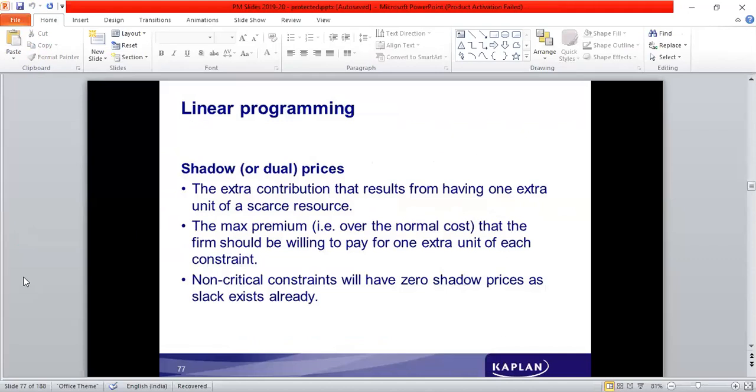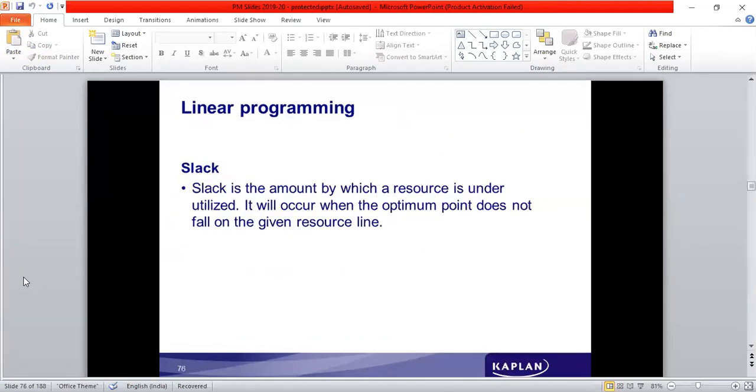So, linear program is applied when the resources are the constraint. When resources are not abundantly available, there is a constraint, there is a shortage, there is a limitation. If that is the case, utilizing these constraints, how can the profit be maximized? But slack is a situation where slack is the amount by which a resource is underutilized.